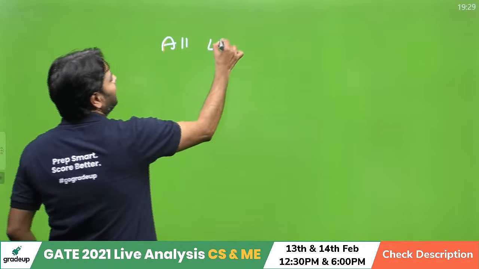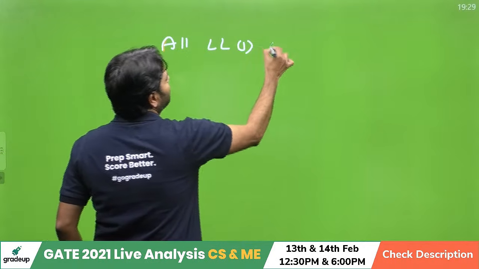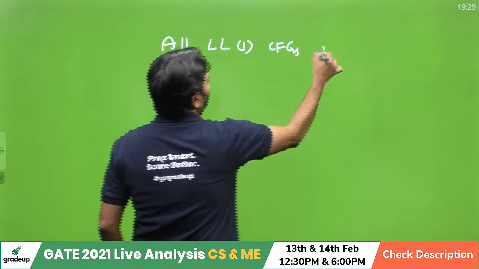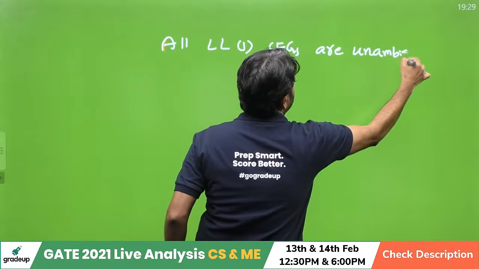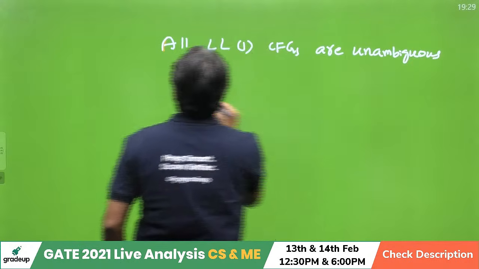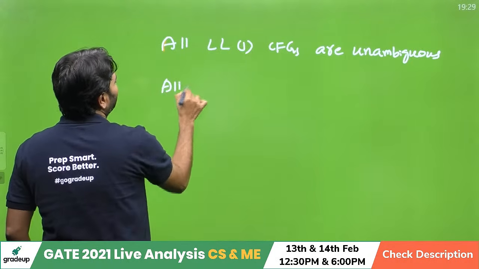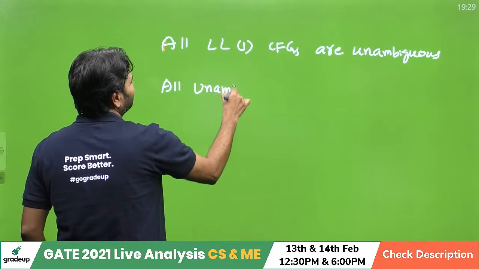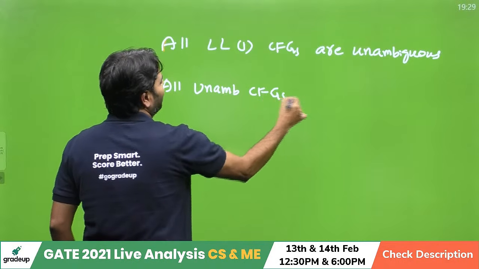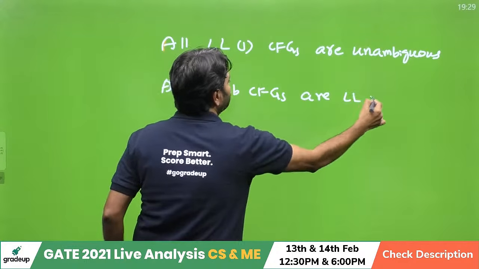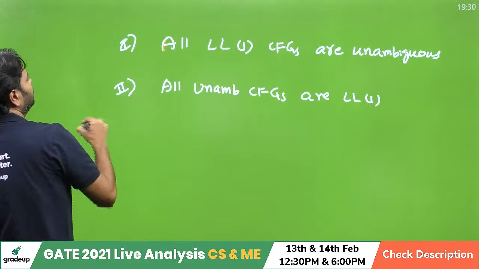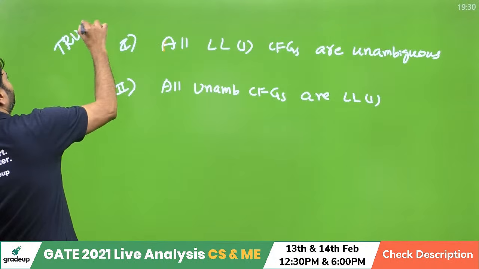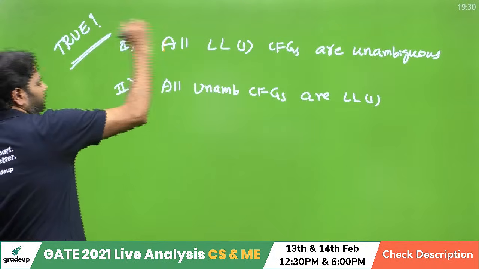All LL1 CFGs are unambiguous. Is this true? Or all unambiguous CFGs are LL1? Which statement is true? 1 or 2? Which is true? Quick.